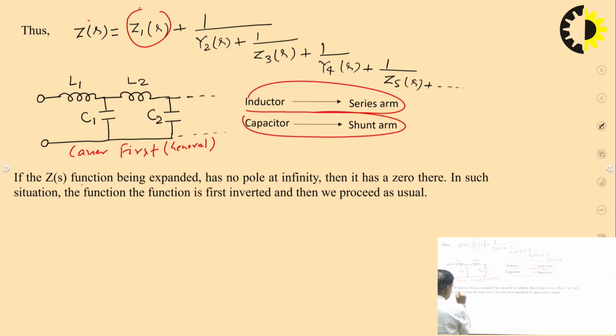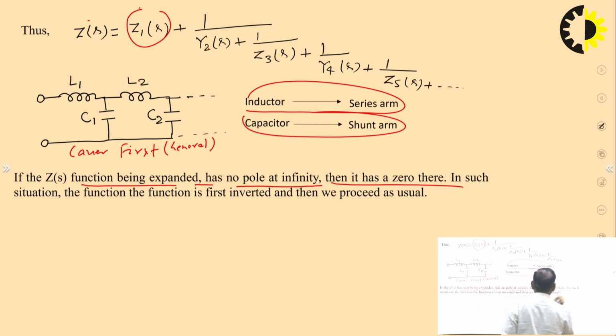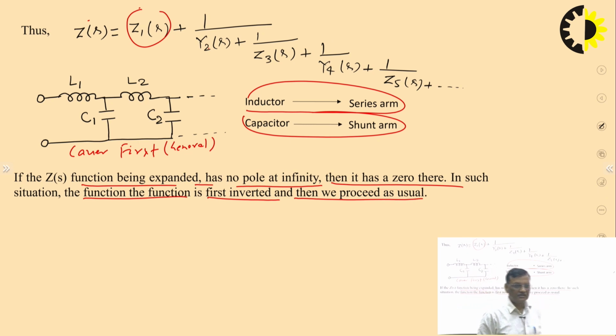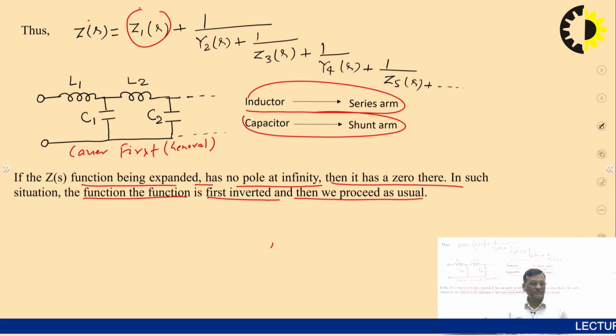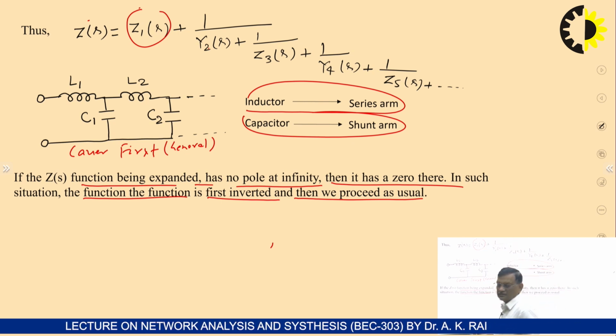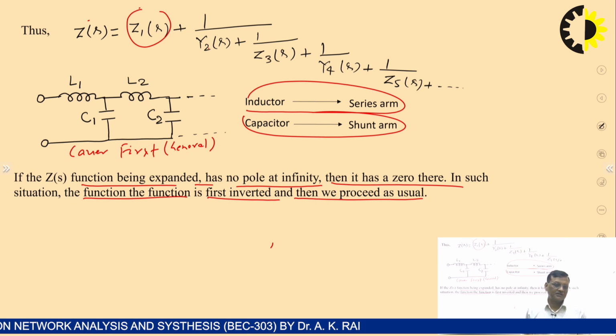So if the Z(s) function being expanded has no pole at infinity, then it has a 0 there, because it is a ratio of odd to even. In such a situation, the function is first inverted and then we proceed as usual. So what does it mean? It means the function must have a pole at infinity. If the function is Z(s) and it does not have the pole at infinity, it means it has a 0. So we just invert this function to make a pole at infinity, and then we proceed as usual, meaning carry out the continued fraction expansion.